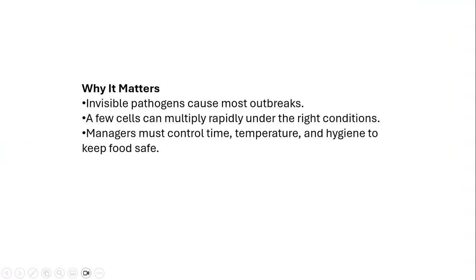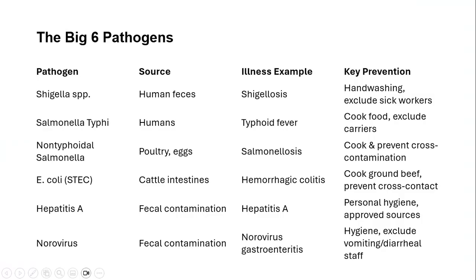That's what we're going to look at when we talk about Fat Tom. And managers must control time and temperature and hygiene to keep food safe. We can always control those three things in our kitchen. So let's look at the big six. These we've looked at before, but these are really important that you understand and remember these items.